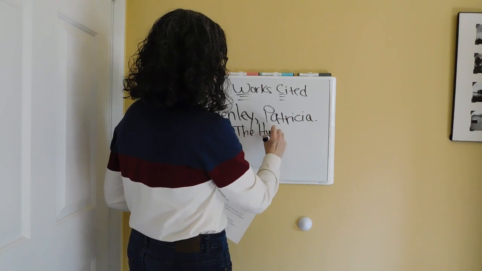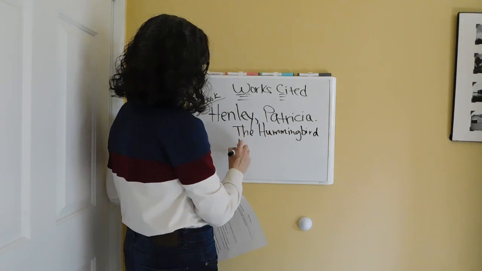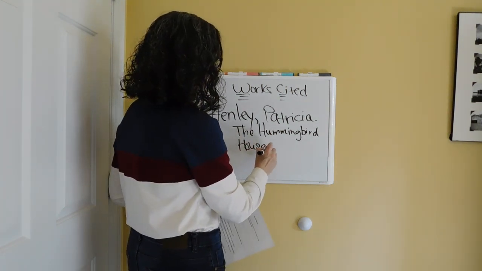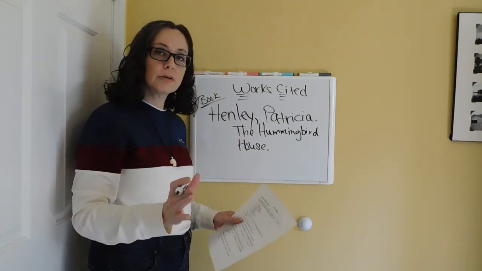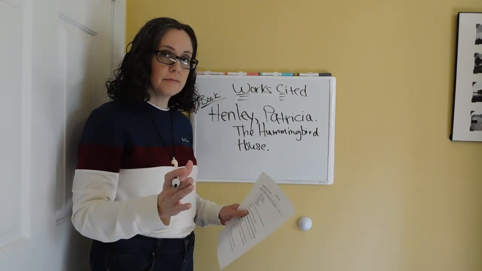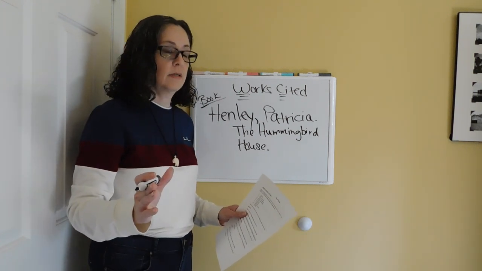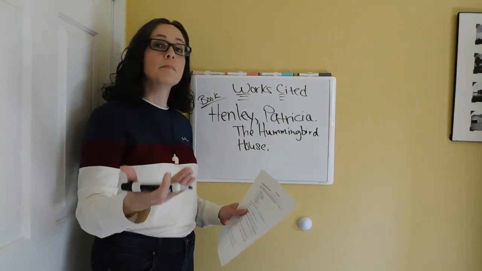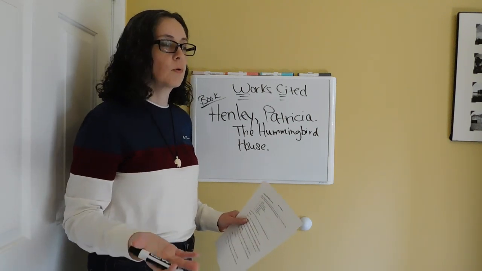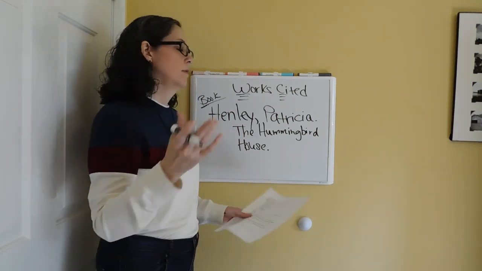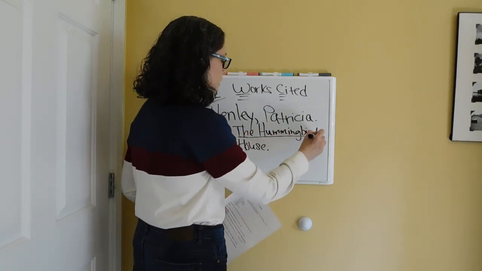So this book is called The Hummingbird House. All names of books, journals, newspapers, magazines, and entire websites, as well as the names of albums and television series and movies, are all underlined or italicized in MLA. So, obviously a word processing program can give you the italics. I can't, so I'm using an underline.